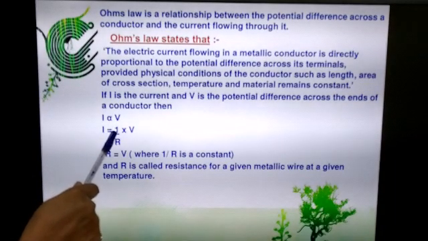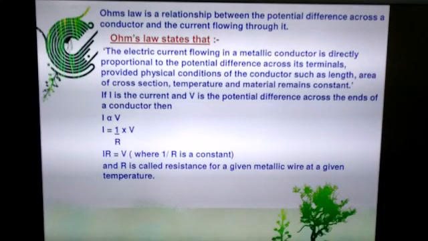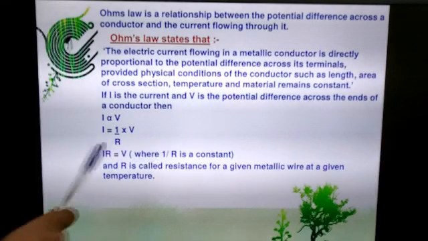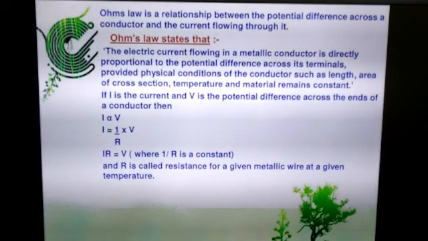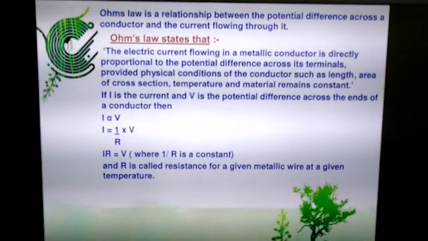I will be equal to 1 upon R into V, where 1 upon R is the proportionality constant, because you are removing the proportionality sign, where R is a constant. So 1 upon R into V is equal to I, so V is equal to IR. Now since IR is equal to V, R will be equal to V upon I, isn't it?